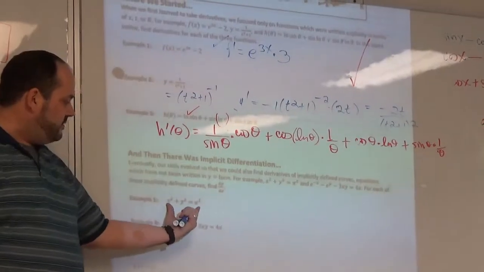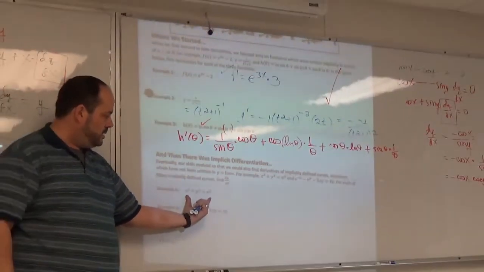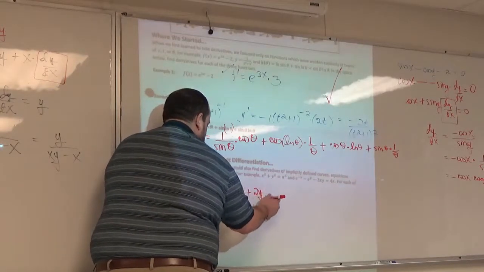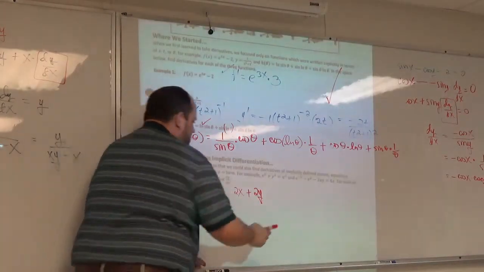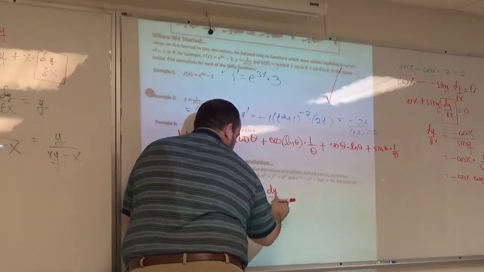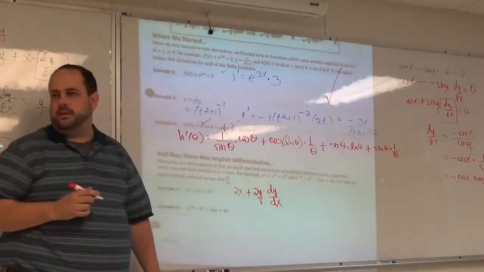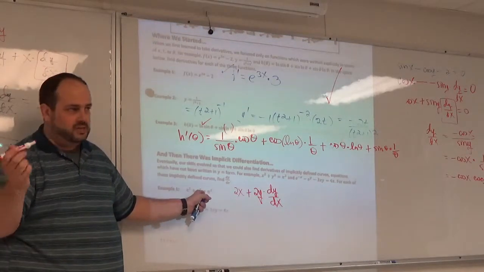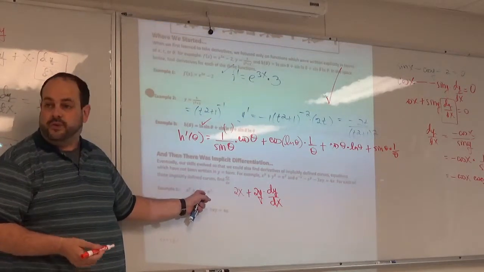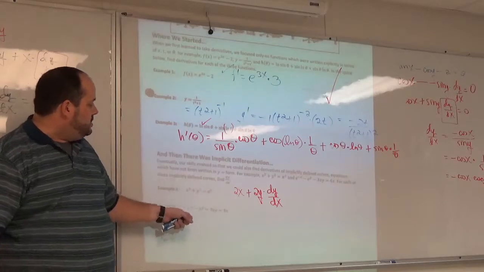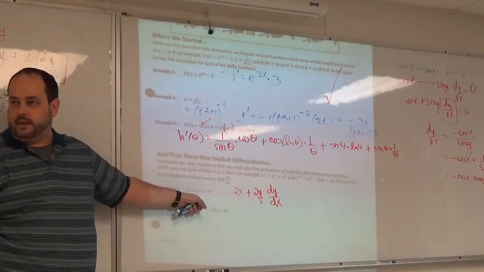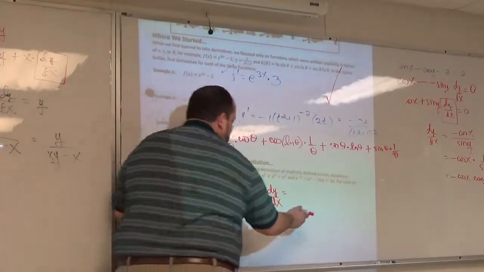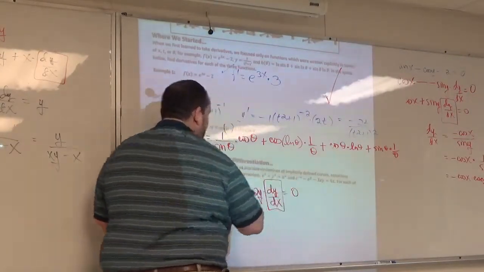Jose, how are you going to find the derivative over here? What are you going to do? 2x plus 2y times dy dx. And why are we doing that? Because it's the derivative of y. We're measuring how y changes as x changes, right? It's the derivative of y with respect to x. So it's 2x plus 2y dy dx equals the derivative of pi squared? 0. 0, right?